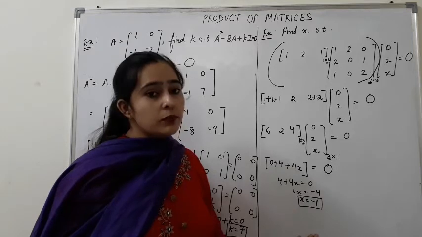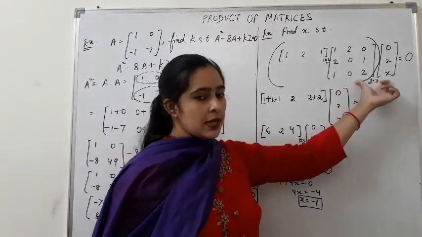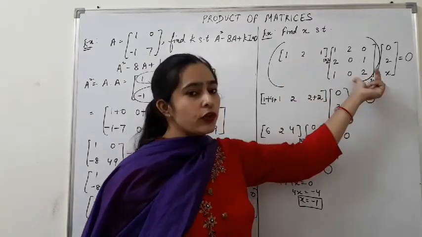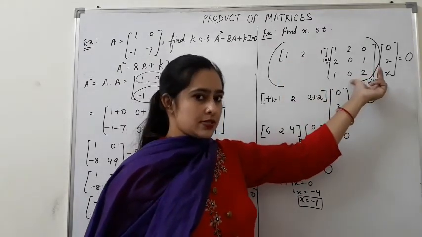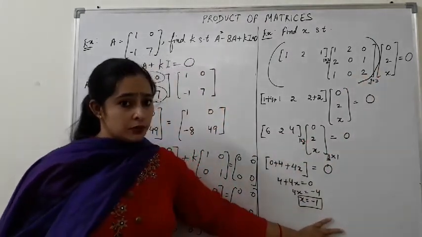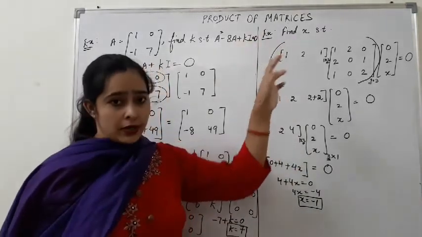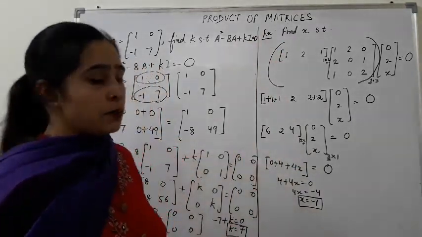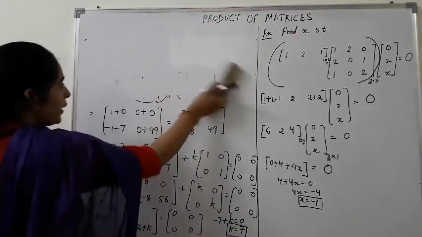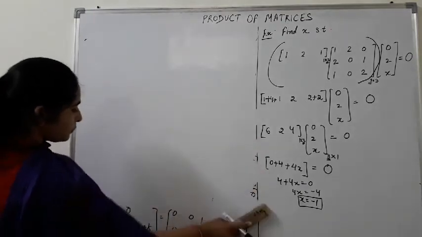The answer will be the same if you multiply firstly these two matrices and then multiply this matrix with the result of multiplication of these two matrices. This was about the examples. You can practice some more examples on the product of matrices. Now the next concept is idempotent matrix, nilpotent matrix and involutory matrix.